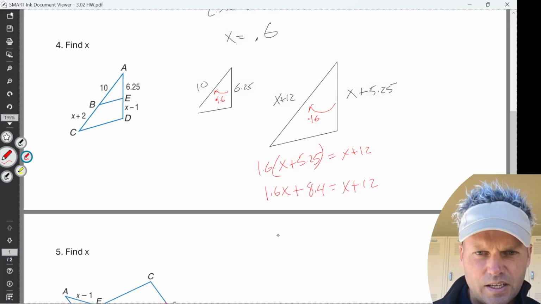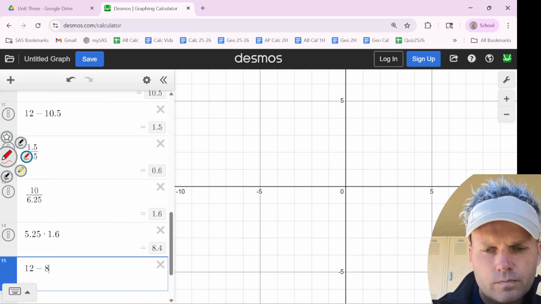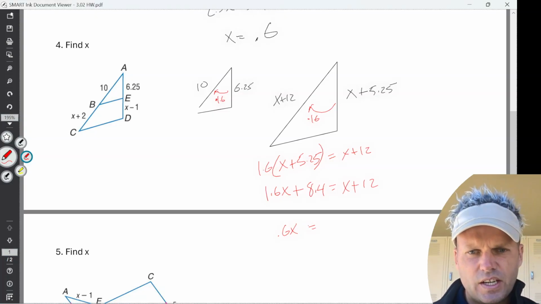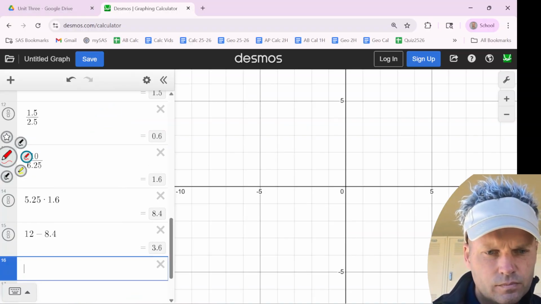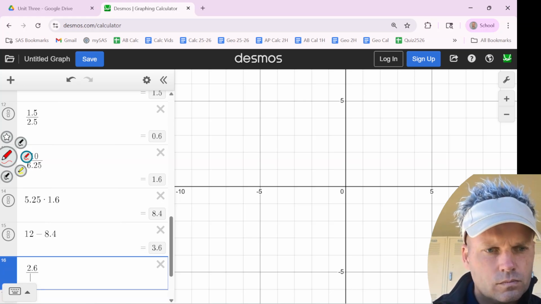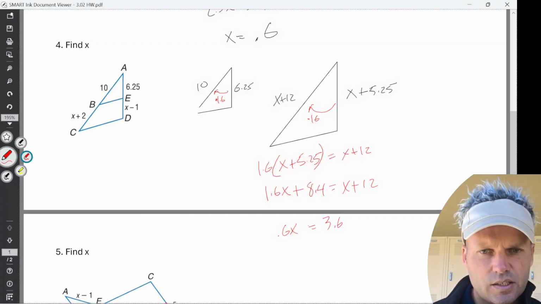I'm going to subtract x to get 0.6x. I'm going to subtract 8.4 to get 3.6. I'm going to divide by 0.6 and I'll get 6. 3.6 divided by 0.6 is 6.